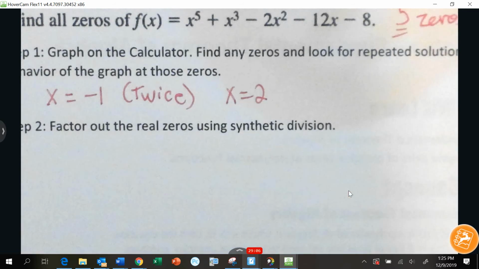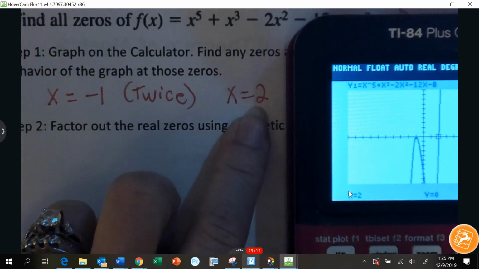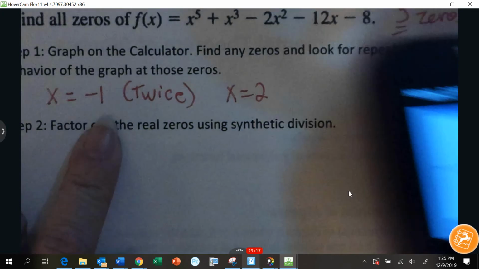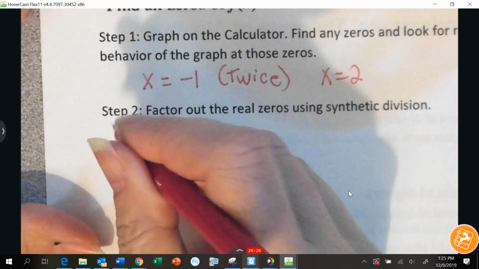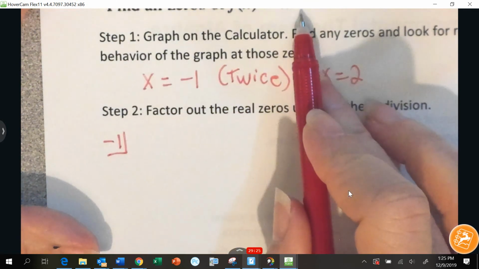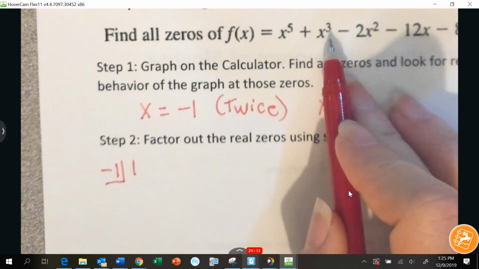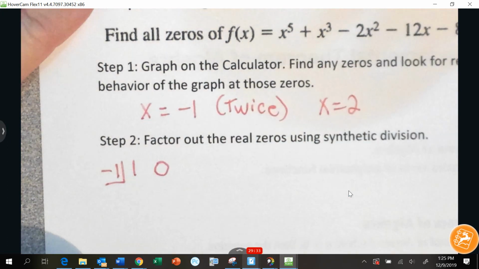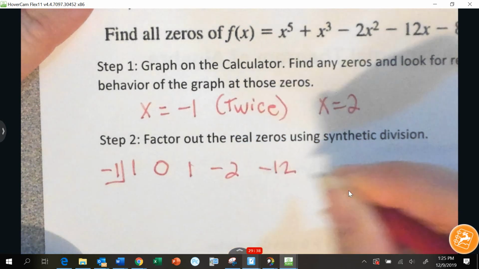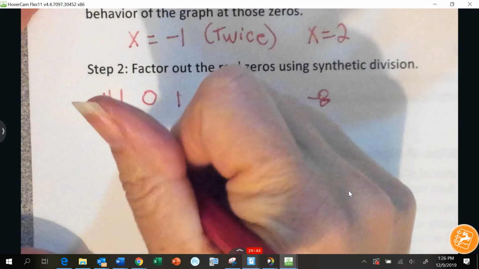So what we're going to do, can I use synthetic division if it's a -1 or a 2? Yes. It's just when it's a fraction that you can't use synthetic division. So I'm going to use synthetic division, and we're going to take out -1. So I've got 1, x to the third comes next. Then we've got 1x to the third, -2x squared, -12x, and -8. My synthetic division at lightning speed.